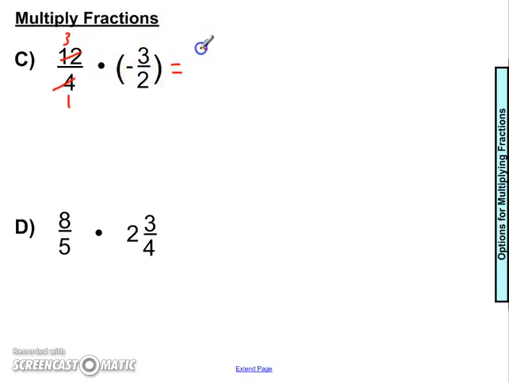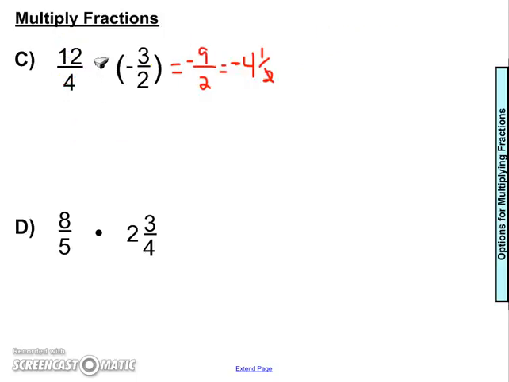3 times 3 is 9. 1 times 2 is 2. Positive times negative is negative. So 9 halves. If I needed a mixed number, 2 goes into 9 4 times, which is 8. 9 minus 8 is 1. So 1 half is my 1 half, and it is a negative. But as I said, you had your other options as well.